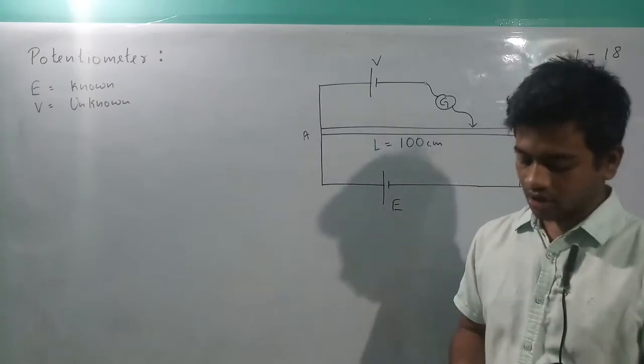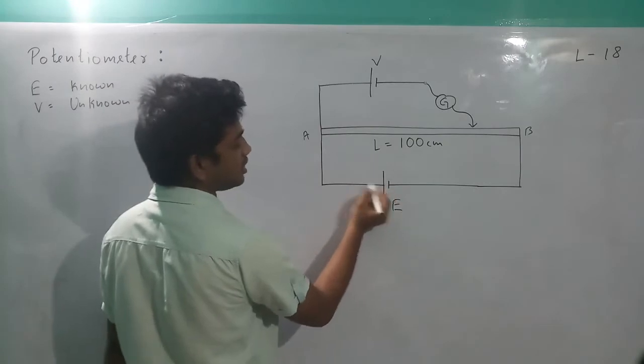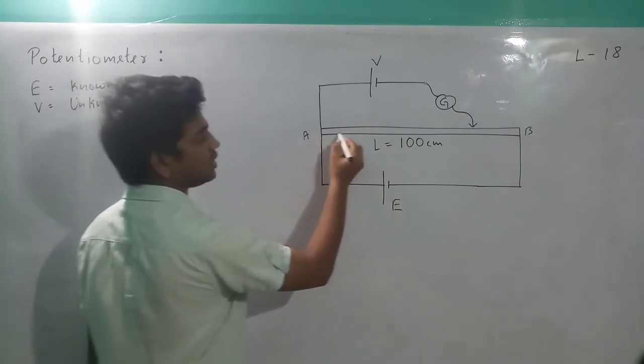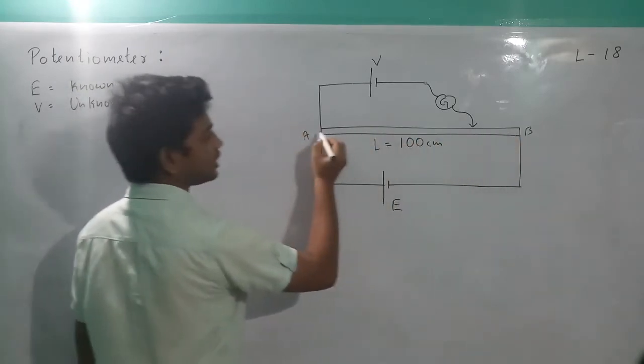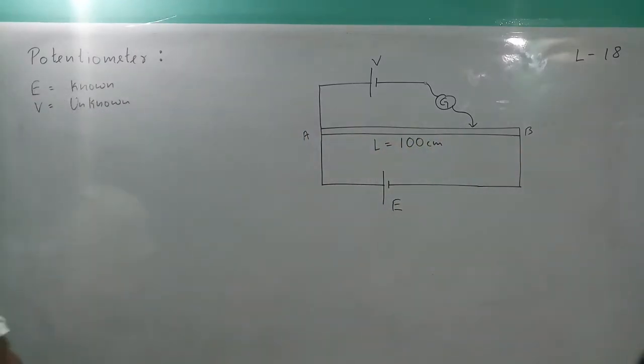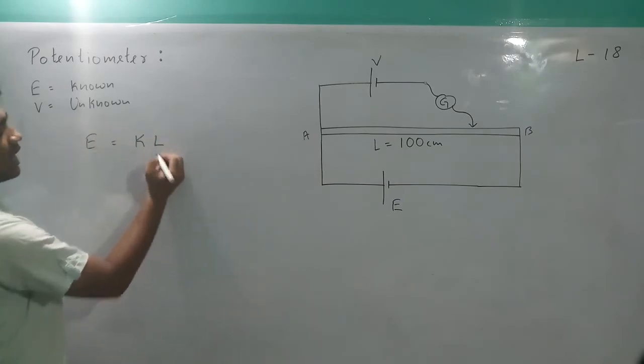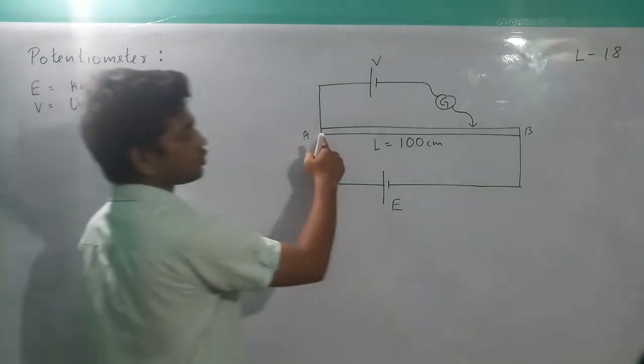All right, now how do we do this? See, first of all, we know if the EMF is E, the whole potential drop E is going across this length of wire. So it can be said that E is equal to K into L. All right, this is the total length L.